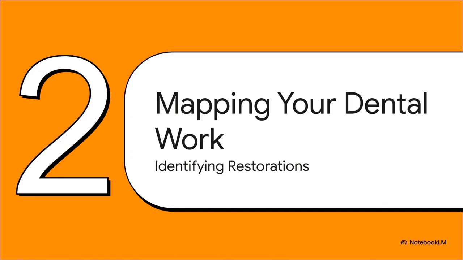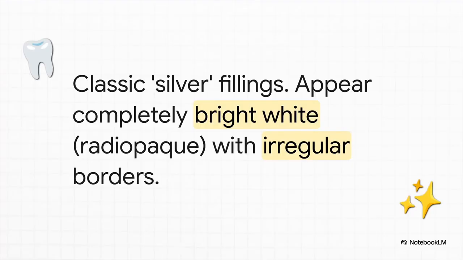We're going to use our new lingo to spot all the different kinds of dental work you might have hiding in there. Let's kick things off with a classic, the amalgam filling. You probably know it as a silver filling. Now, since it's metal, it is super dense. That means on an X-ray, it just screams, "Look at me." It shows up as this brilliant, solid white shape.